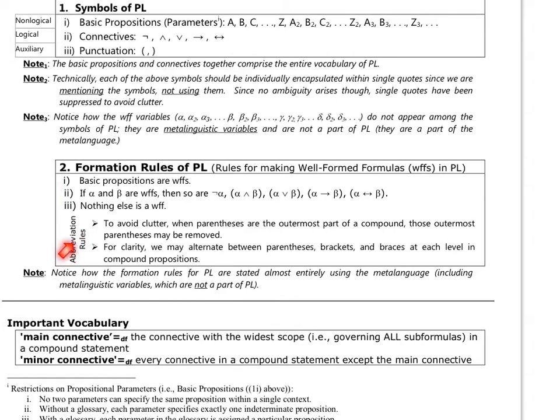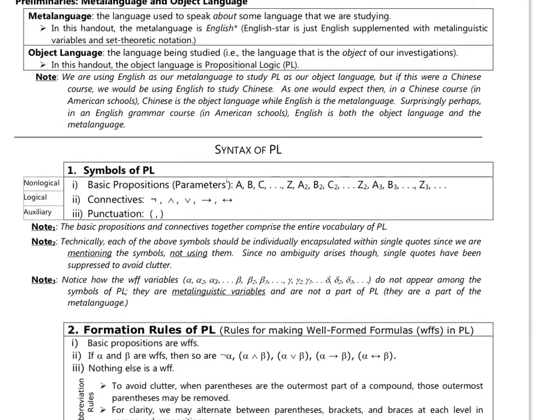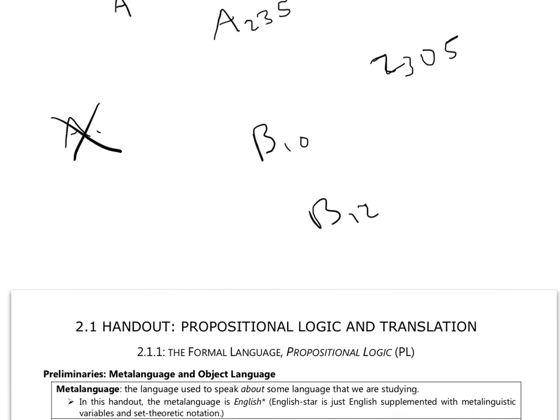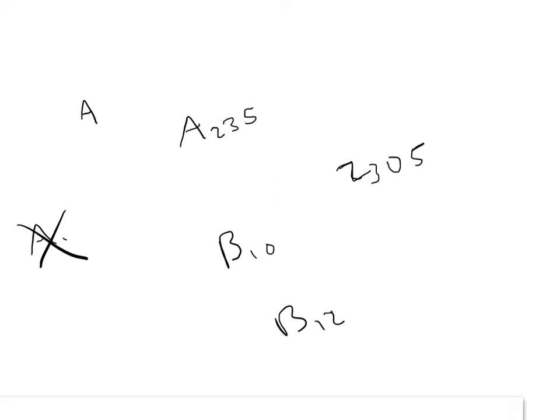Okay, and then we have abbreviation rules. We'll get to those in a second. Let's look at a few examples. Let's start with neg alpha. Neg alpha says I can take any well-formed formula and put the neg symbol in front of it, and I'll get a well-formed formula. So we already said that A here is a well-formed formula. Apparently then neg A is a well-formed formula, and neg A 235, neg Z 305, and so on. These are all well-formed formulas.